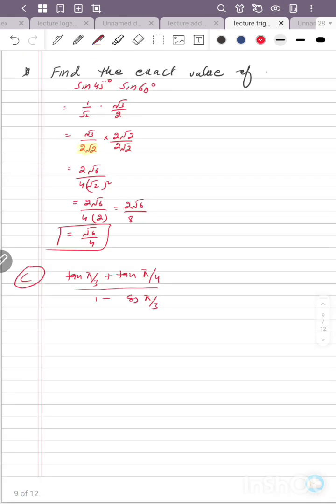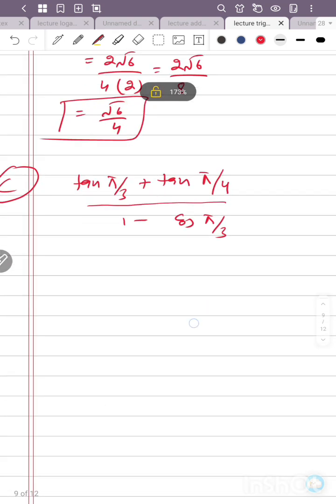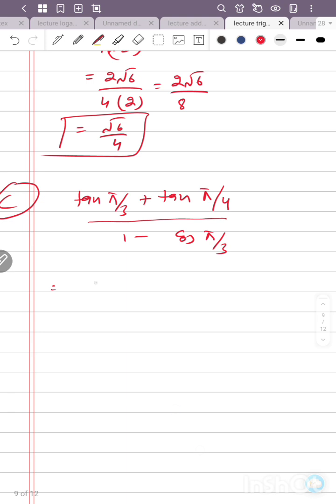Okay dear students, we have the next question, the C part. How do we solve this question: tan pi by 3 plus tan pi by 4 over 1 minus cos pi by 3. So here we have to know tan pi by 3, its answer is square root 3. You have to memorize the trigonometric tables, and also you can find this value from the calculator. Tan pi by 4 is 1, and 1 minus cos pi by 3 is 1 by 2.